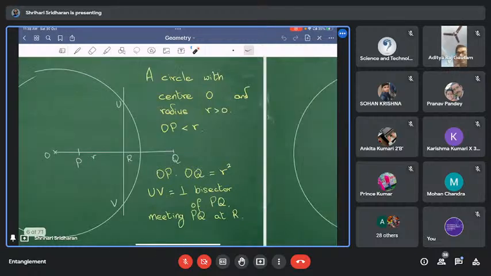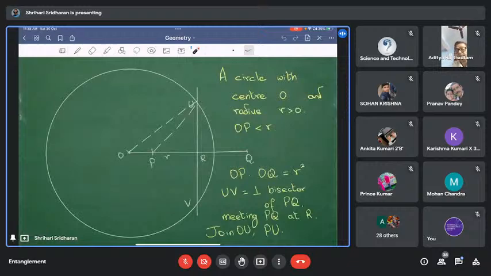And finally, I want to join the points OU and PU. I want to draw the line segments OU and PU. This is my picture. Is everyone happy with the picture? We have a circle with center O and radius R. We have a point P such that OP is smaller than R. I take a point Q in such a fashion that OP times OQ is R squared. I construct the perpendicular bisector of PQ meeting the circle at U and V and the line PQ at R.